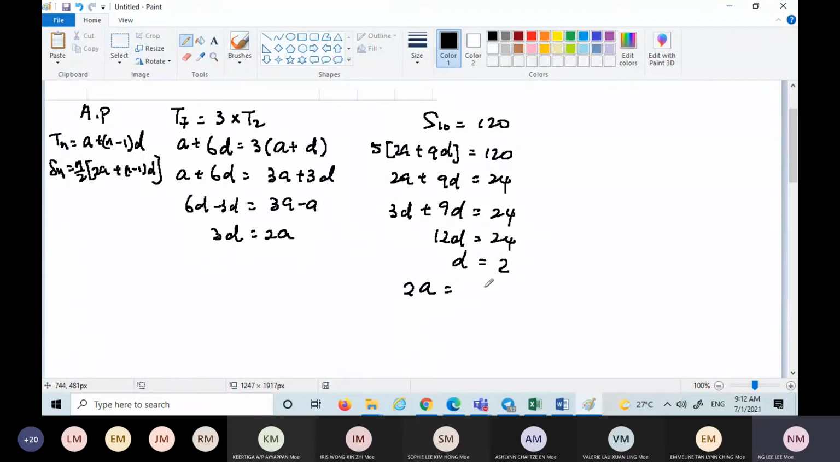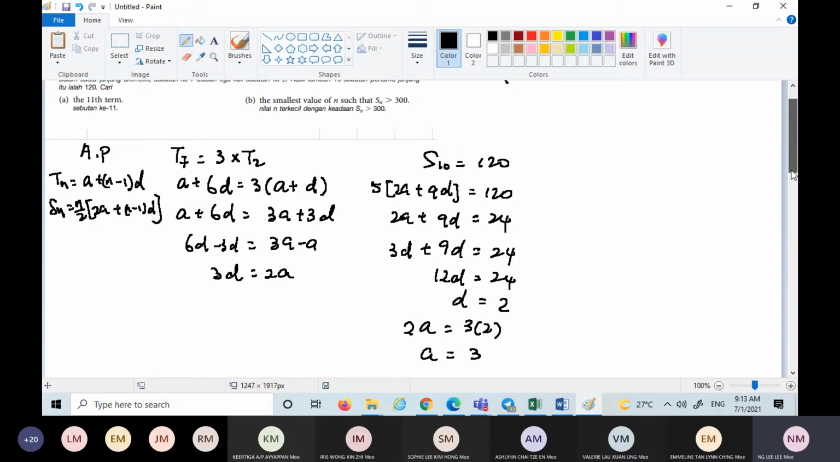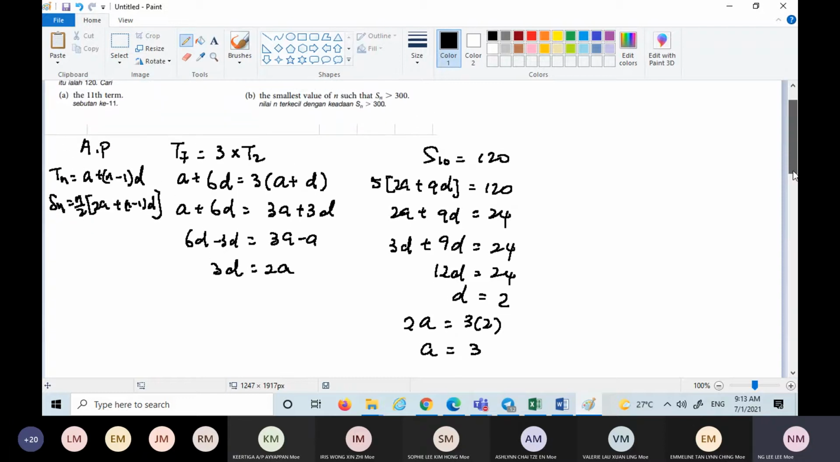Sorry, 2A is 3D, so I substitute here to get the A. So the A is 6 divided by 2, so this is 3. So I found the A and I found the D. This is for me to solve part A. Some of you just get the D and then get the A, but you didn't do question A. They want the 11th term.